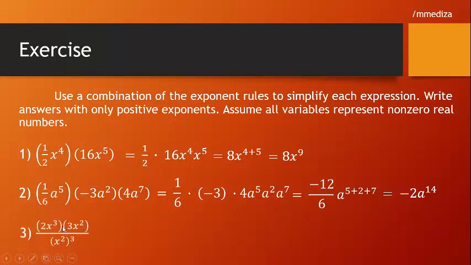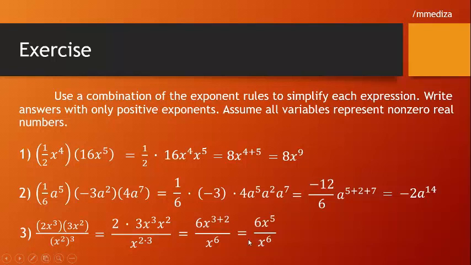Next, we have 2x cubed times 3x squared over x squared raised to 3. Again, first combine like terms, numerator to numerator and denominator to denominator. Then add the exponents since they have a common variable. Notice that we can still simplify this by moving the denominator to the numerator. So it will become 6x raised to 5 minus 6. This is from the quotient rule. Simplifying it is equal now to 6x raised to negative 1.